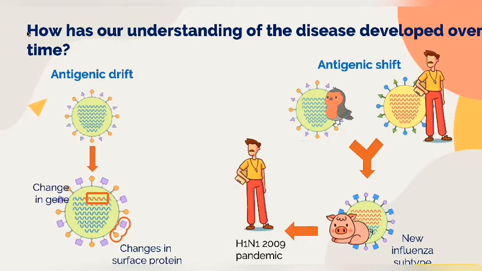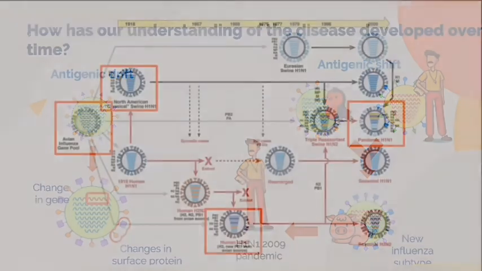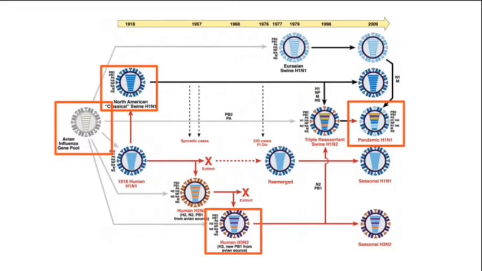Type A viruses undergo both antigenic drift and shift and are the only influenza viruses known to cause pandemics. The picture shows the evolution and relationship of human influenza with influenza in other animals. Solid red arrows indicate the evolutionary path of human influenza A virus lineages. All the pandemic viruses since 1918 contain gene segments derived from the 1918 H1N1 virus.